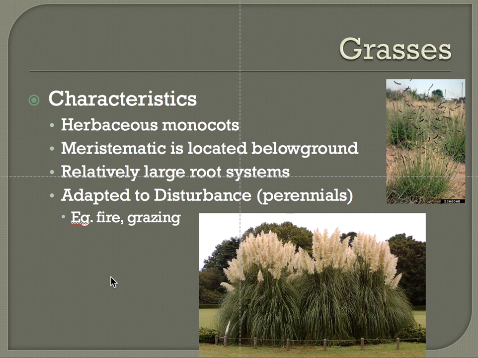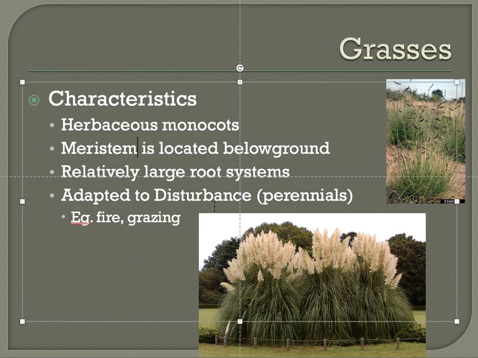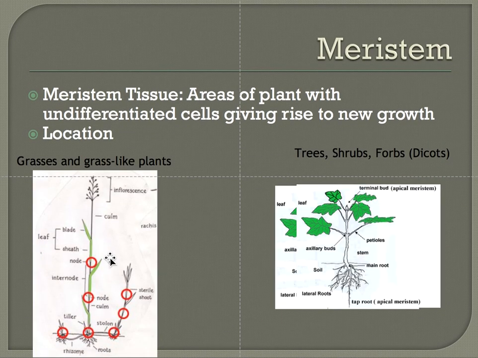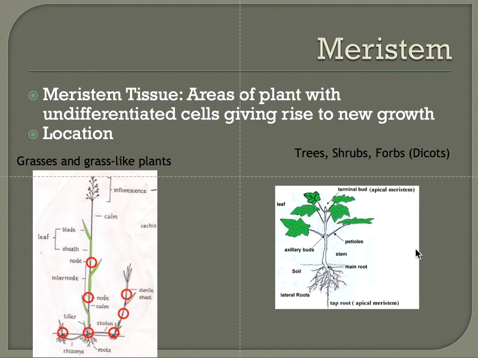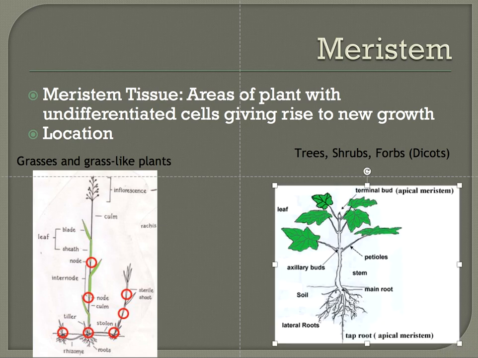One of the biggest key differences of grasses compared to all these other growth forms we're talking about is where the meristem tissue is located. The meristem is located below ground. And again, just to refresh everybody, the meristem tissue is the area of the plant that contains undifferentiated cells that are going to give rise to new growth. So this is basically where the growth is happening inside a plant, in the meristem tissue or meristematic region.